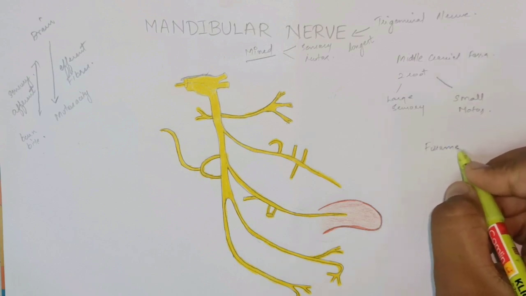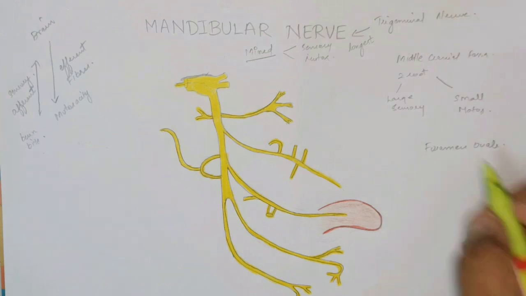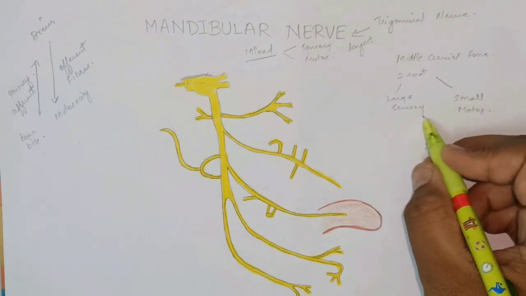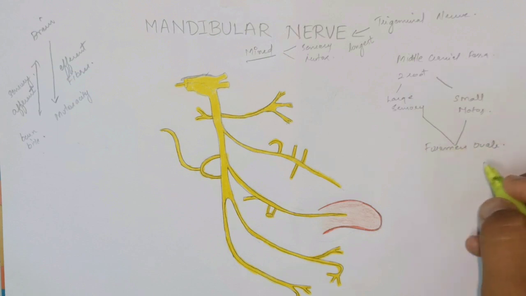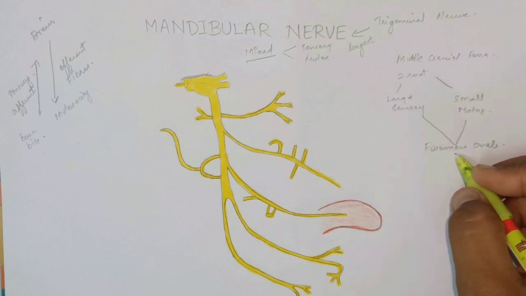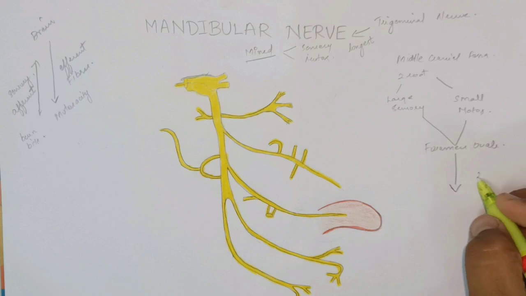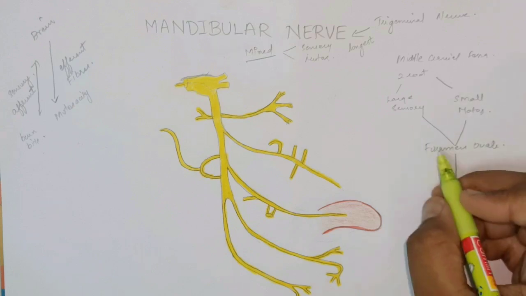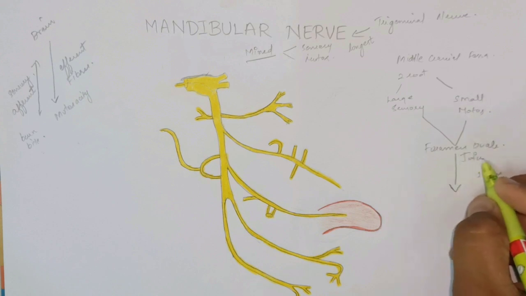These 2 come out of the skull through a foramen called the foramen ovale. As the name indicates, it is oval in shape. As soon as it comes out of the foramen ovale, it forms a main trunk that is 2 to 3 millimeters. It won't get divided. It will remain as a main trunk only.